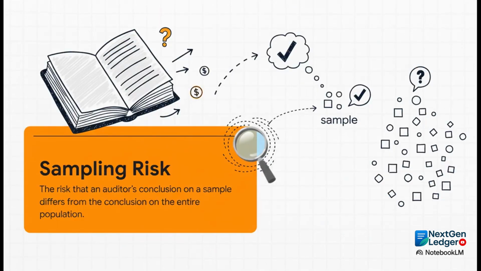Now this is a biggie, sampling risk. This is the danger that's always there when you don't check everything. It's the risk that the sample you picked just isn't representative of the whole. You know, maybe our detective only looked at quiet, peaceful neighborhoods and completely missed the chaos happening downtown. It can lead to some really wrong conclusions.